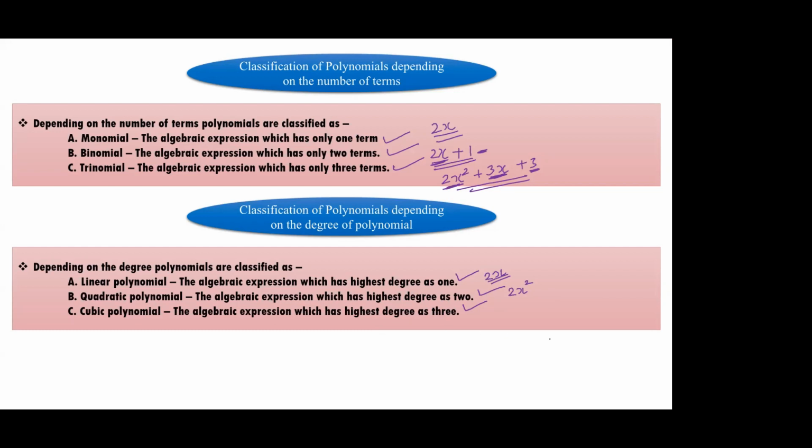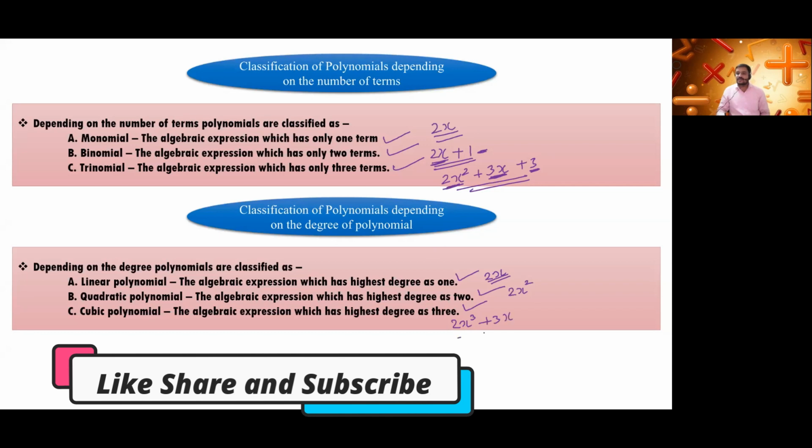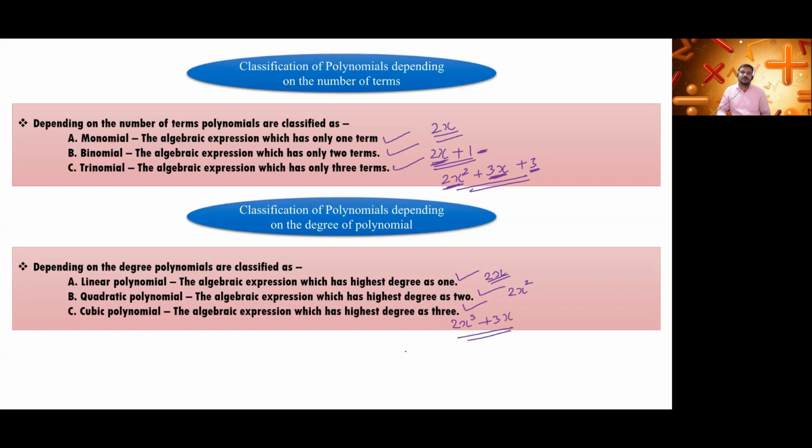Yes, sir, any other example? Cubic polynomial, 2x cube plus 3x. 2x cube plus 3x. Okay, correct. These are the examples of linear, quadratic and cubic polynomial. बस condition क्या होना चाहिए? Linear के लिए degree 1 होना चाहिए, quadratic के लिए degree 2 होना चाहिए, highest degree, और cubic के लिए highest degree should be 3.